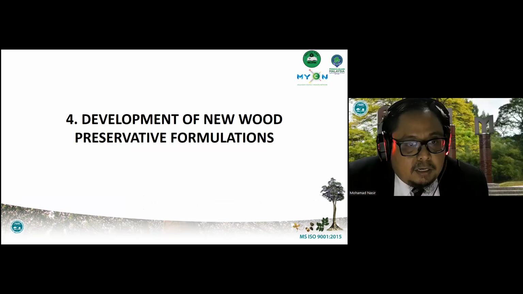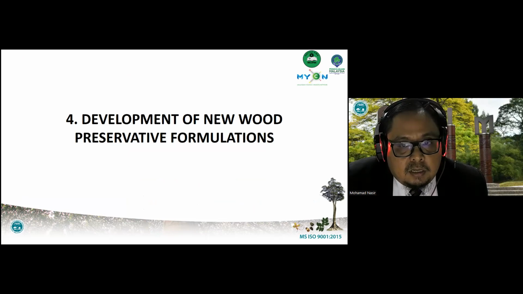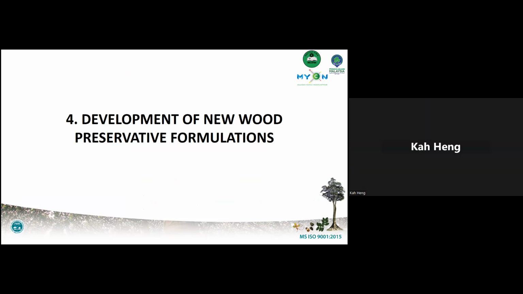Okay, the final part of my R&D is development of new wood preservative formulations.